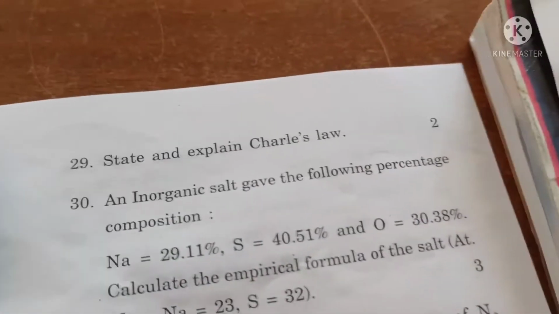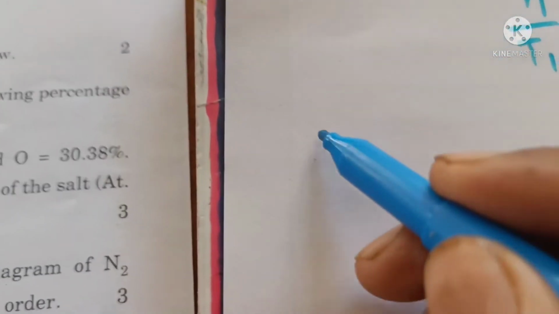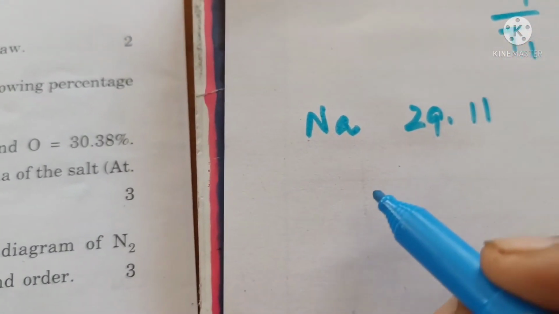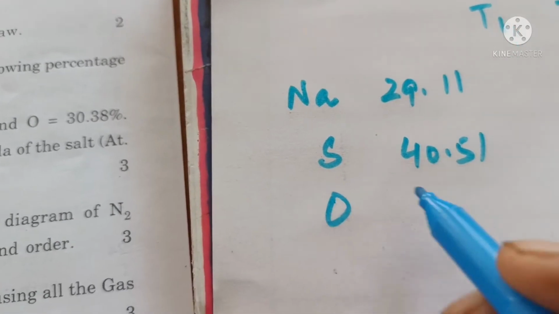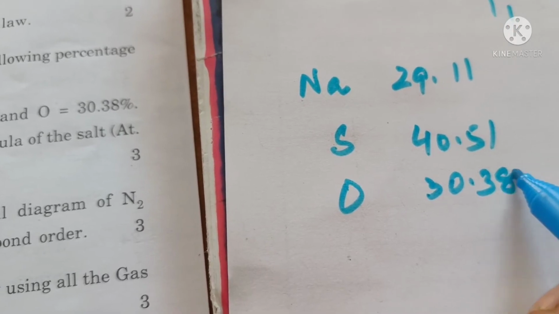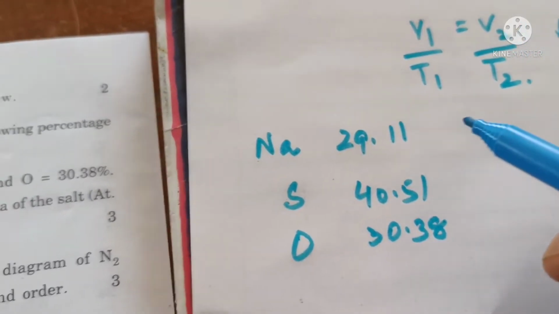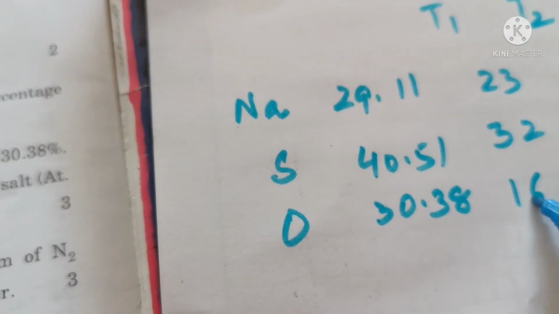Next question. An inorganic salt gave the following percentage composition. Let's write down: sodium 29.11%, sulfur 40.51%, oxygen 30.38%. The total is 100, so no other element. Now calculate the empirical formula of the salt. Atomic masses given: sodium 23, sulfur 32 and oxygen 16.